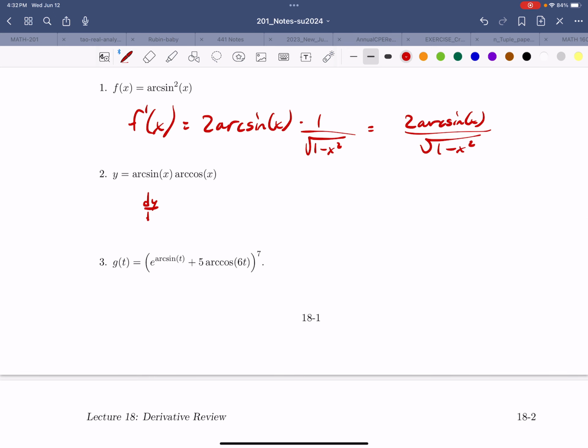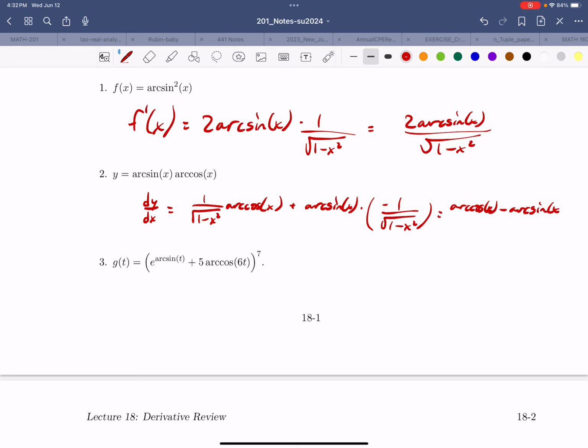Here, we've got dy over dx is going to equal, and this is a product rule, right? So we have 1 over square root of 1 minus x squared times arc cosine of x. And then this is going to be plus arc sine of x times negative 1 over the square root of 1 minus x squared. Okay? So if you wanted to simplify this, you could write this as arc cosine of x minus arc sine of x all over square root of 1 minus x squared.